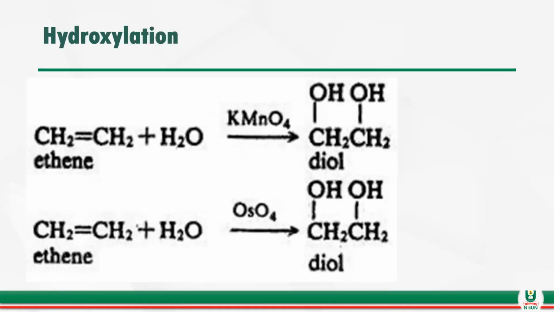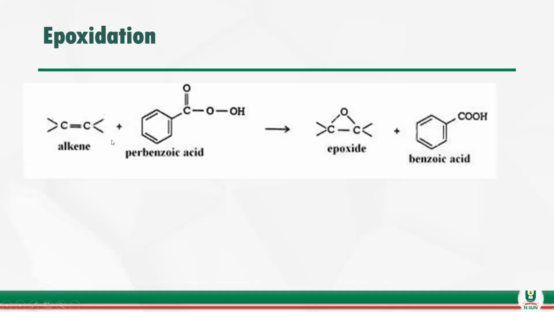Hydroxylation. In hydroxylation, like I mentioned earlier, we prepare a diol. A diol is a molecule where you have 2 alcoholic or 2 OH groups. So in this particular molecule, you can see potassium permanganate, KMnO4, or potassium tetraoxomanganate 7, and then osmium tetraoxide. Any of these will give you a diol from an alkene.